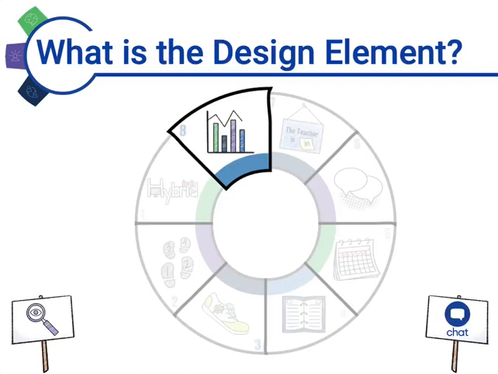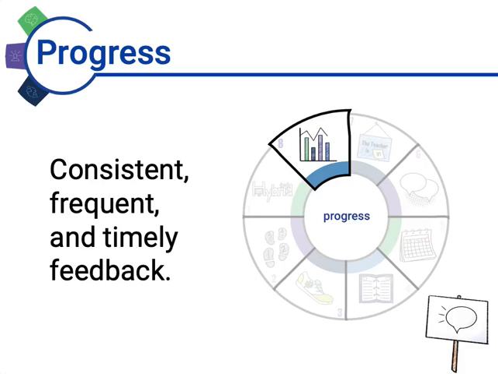Effective element number 8. Learners have to see progress: consistent, frequent, and timely feedback. I like to make sure that I give my learners feedback at least once a week, if not more. Consistent, frequent feedback tells learners that they're doing the right things at the right time and gives them the encouragement and motivation to continue to progress.